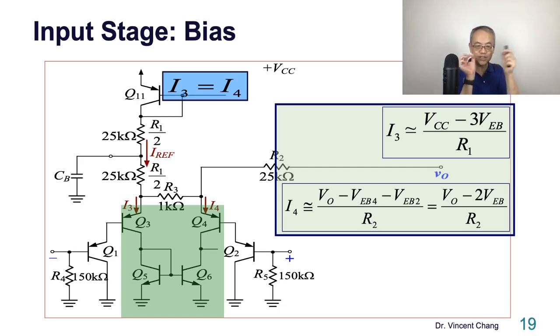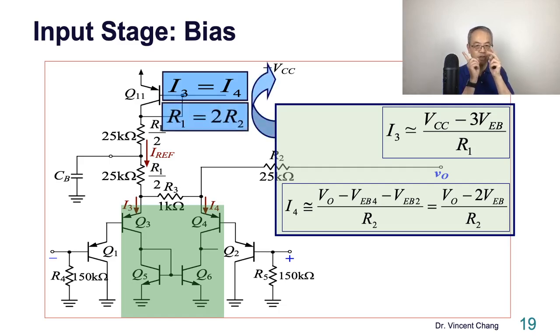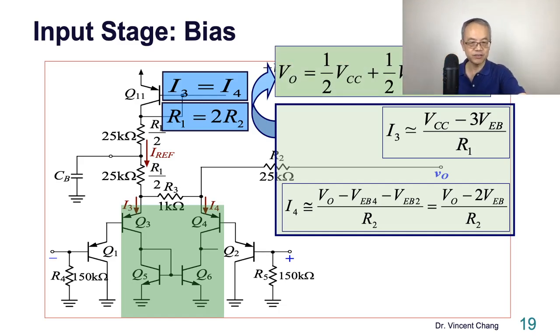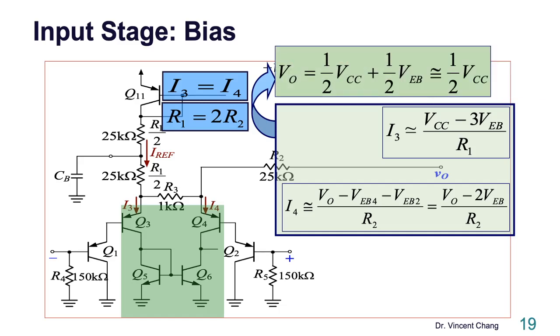So the relationship between these two resistors, R2 and R1, is what? It's 2 times. R1 equals 2 times R2. So what's the value of R2? 25 kilo ohm. So what's the value for R1? 50, right? So here's the outcome. VCC is much greater than VEB, so you can neglect the VEB, 0.35 volt. Then VO is approximately half of VCC.